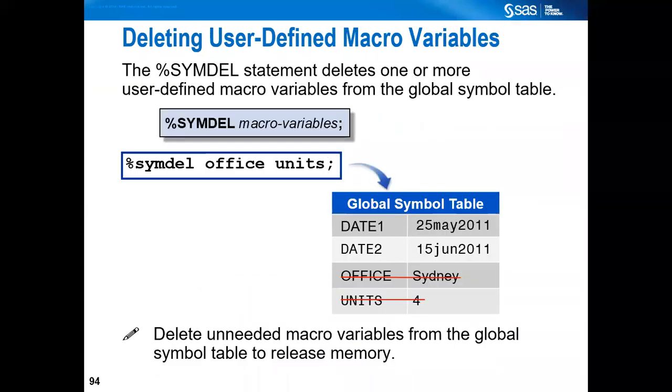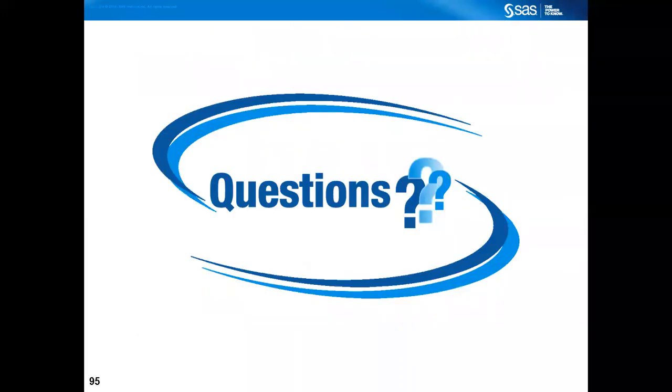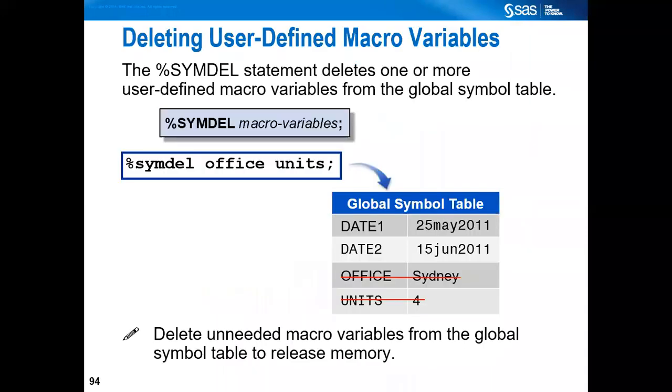So %SYMDEL is to delete the macro variables which are currently in the memory. Remember, you cannot delete automatic macro variables. It's only to delete your user defined macro variables. All right. Any questions? Ashwini, what is the need to delete user defined?